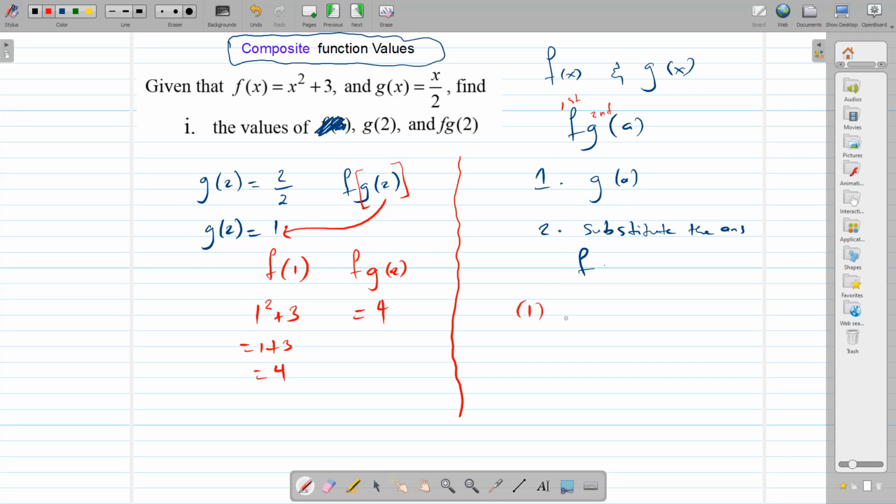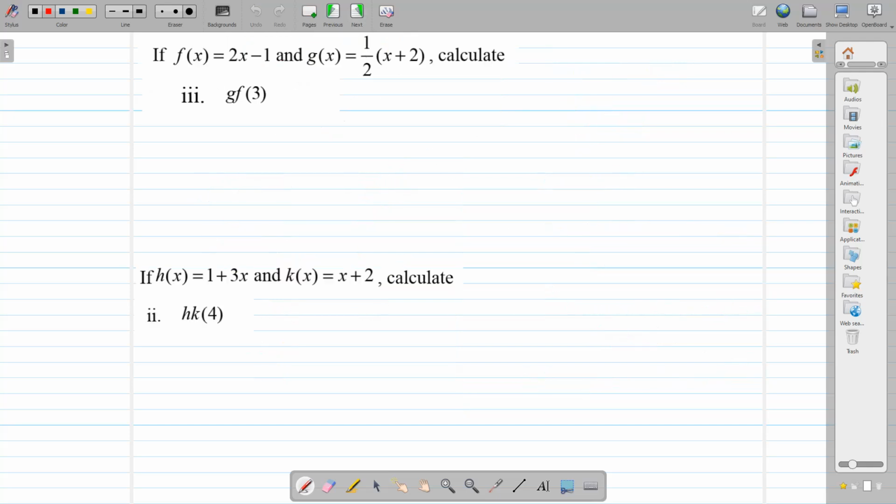So, compute the value for the second function, and then we put that value into the first, and you solve it again. We're going to practice with some examples so you'll be able to see it worked out.